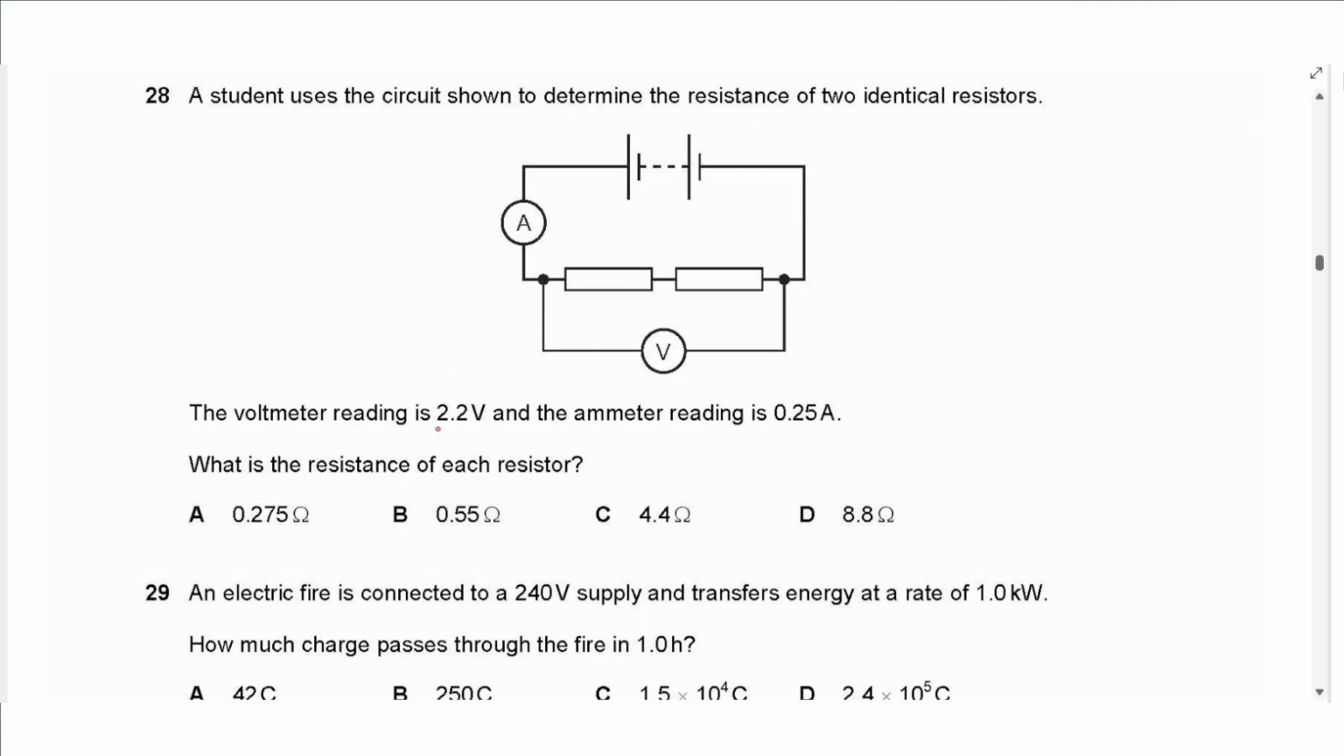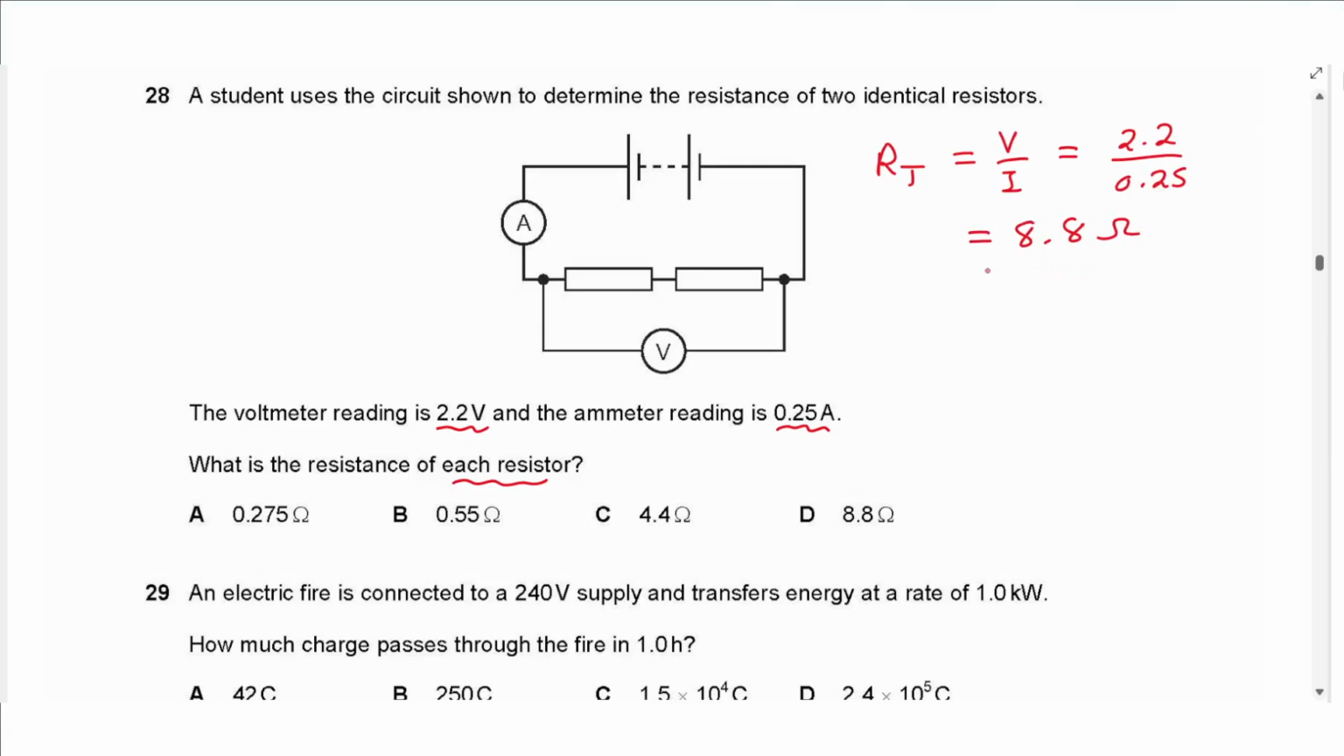The voltmeter reading is 2.2 volts. That's the total voltage across the two resistors, and the meter reading measures the total current of 0.25 ampere. We are required to know each resistance of the two resistors. We can first calculate the total resistance using R equals V over I. So we divide 2.2 over 0.25. That gives a total resistance of 8.8 ohms.